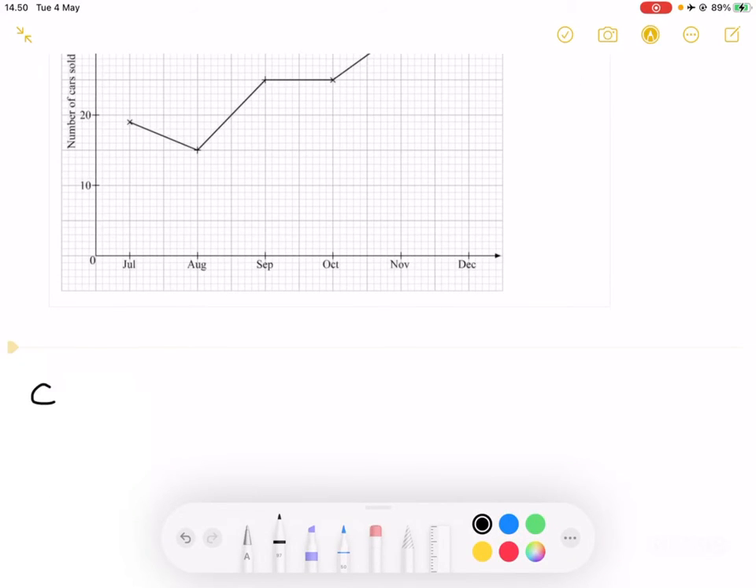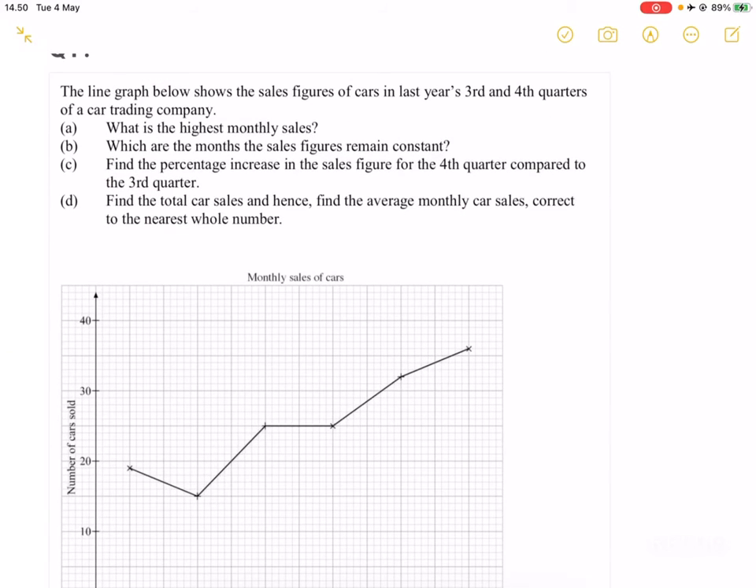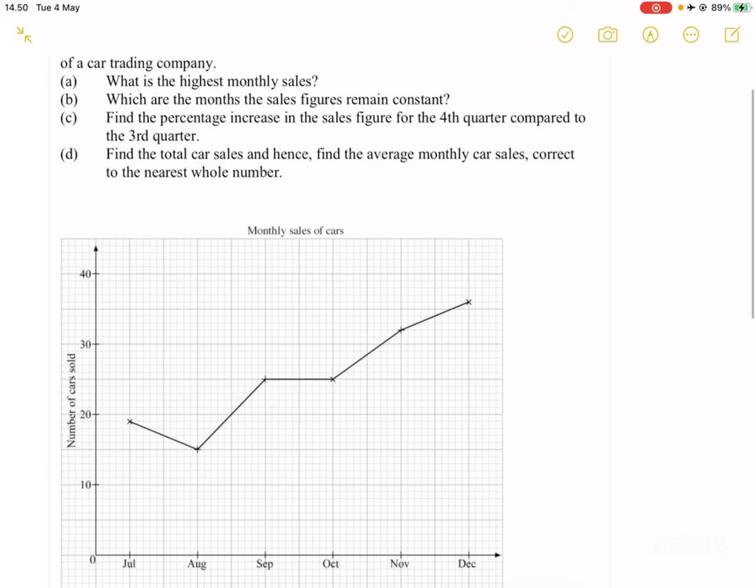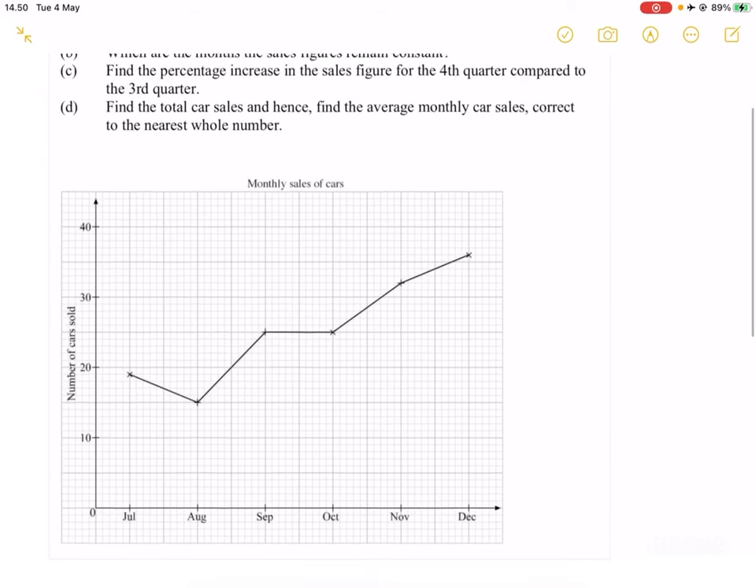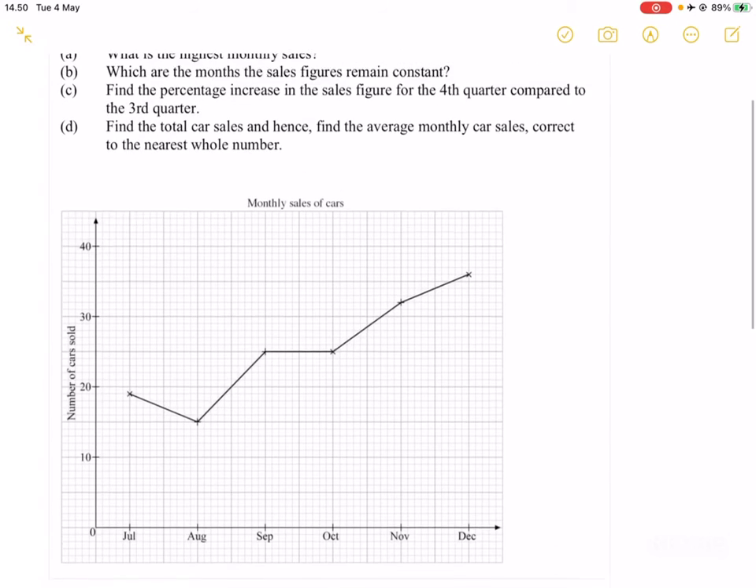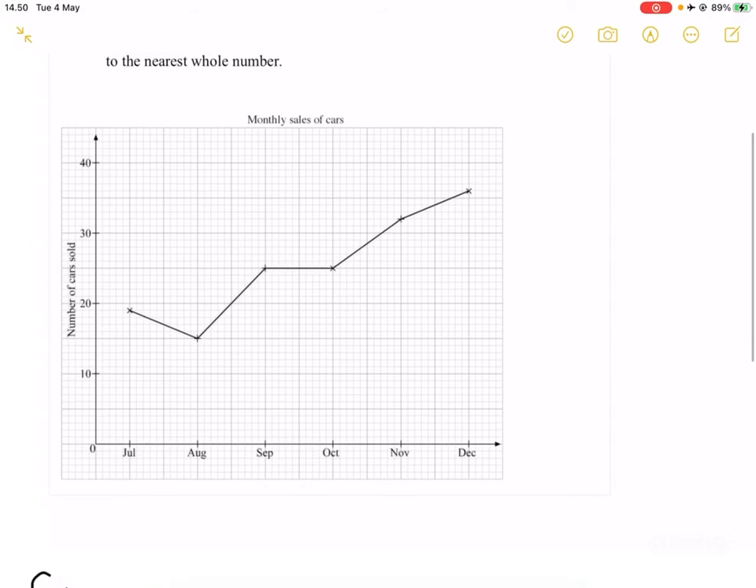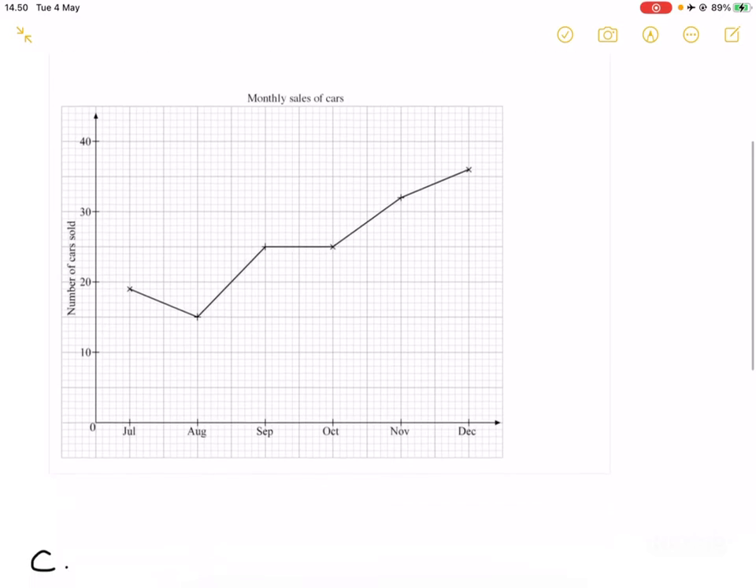Now let's just write for part C, which will be the percentage increase in the total sales figure for the fourth quarter compared to the third quarter. And what that means is we need to add up all the sales from October to December and July to September, and then compare their increases. So immediately you can see that the fourth quarter sales are higher than the third quarter sales.